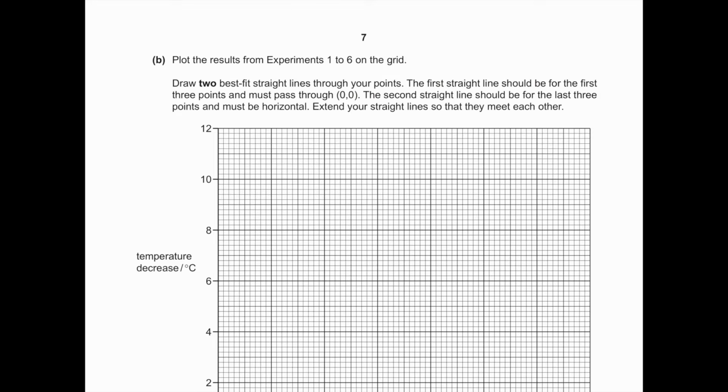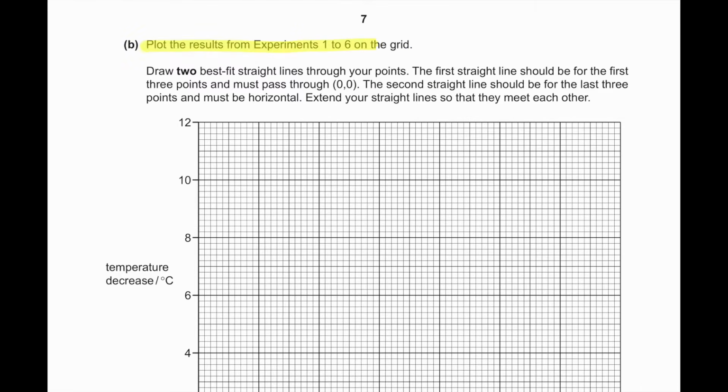Part B. Plot the result from the experiment 1 to 6 on the grid. Draw two best fit lines through your points. The first straight line should be for the first 3 points and must pass through 0, 0. The second straight line should be for the last 3 points and must be horizontal. Extend your straight lines so that they meet each other.